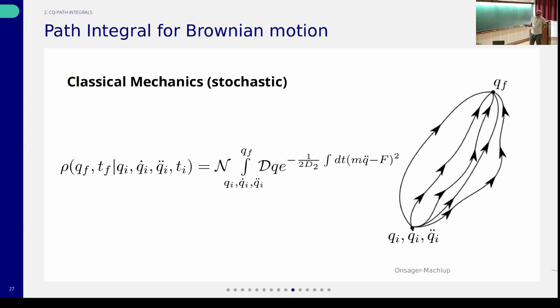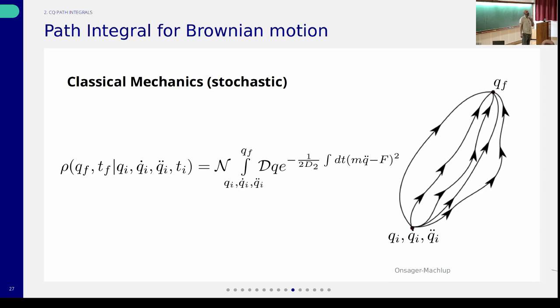If F equals ma, then that path has the highest probability, but you are allowed to have fluctuations away from F equals ma. That's like Brownian motion, right? We're allowed to have little stochastic fluctuations away from the force. So the force is like a fluctuating force. That's like Brownian motion, so this is the path integral for Brownian motion.